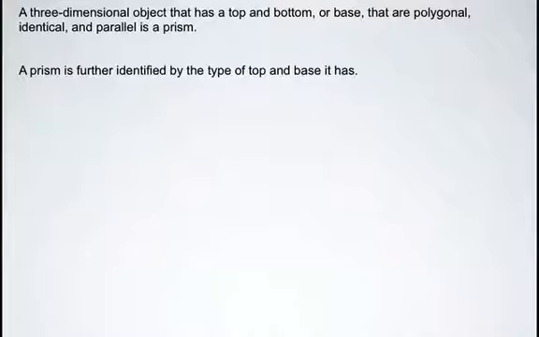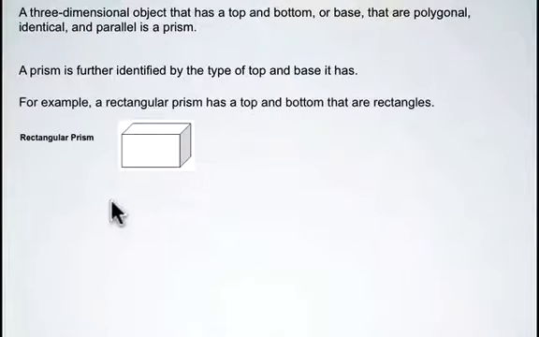A prism is further identified by the type of top and base it has, which means that if, let's say, you had rectangles or cubes on each end, that would be considered a rectangular prism. If you had triangles on each end, or on two ends of the prism, that would be considered a triangular prism. So let's just take a look at a couple of examples here.